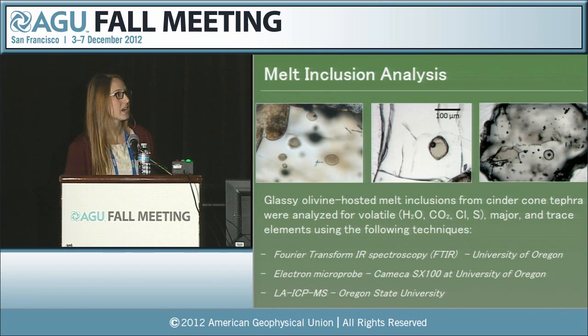So as I said, in this study we'll use olivine-hosted melt inclusions. We've analyzed just over 100 glassy olivine-hosted melt inclusions from cinder cone tephra, so the explosive eruptive deposit, which is believed to cool a lot more rapidly than, say, a lava flow would. We've looked at water and CO2, which we've measured on the FTIR, major elements, chlorine and sulfur on the electron microprobe, and we did our trace elements on the laser ablation ICP-MS at Oregon State.